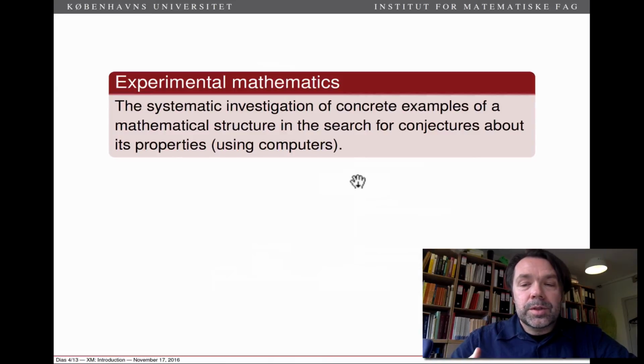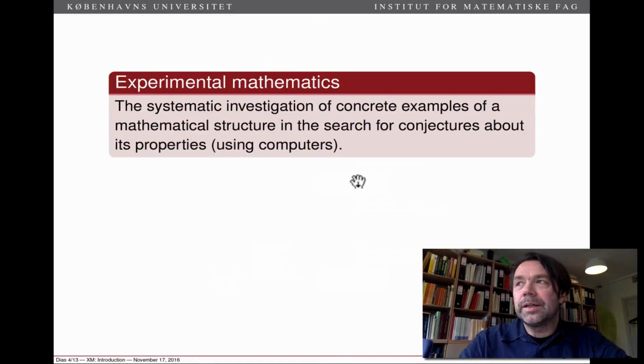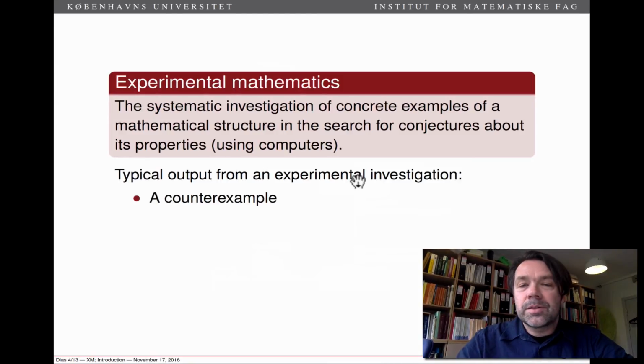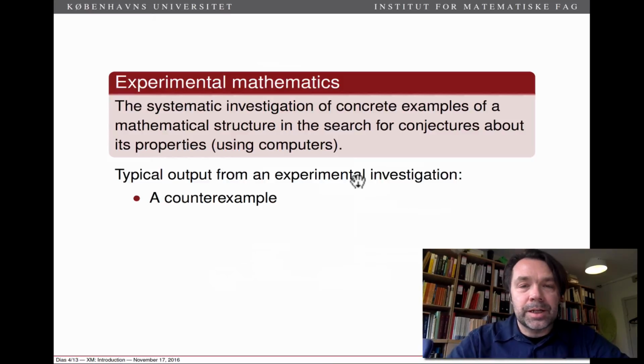So what's important to focus on here is that the output of a mathematical experiment is usually not a yes or a no or an answer to an important question. It will be something which is a little less directly useful. So at the top of usability would be a counterexample, right?